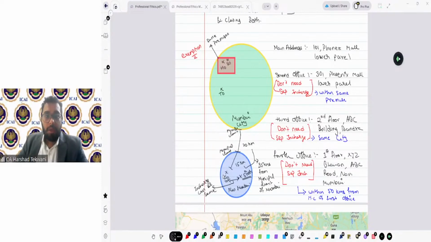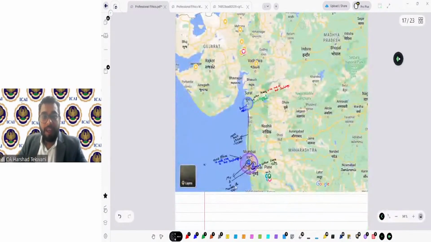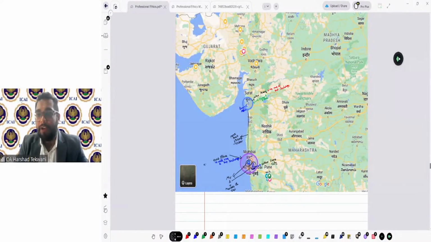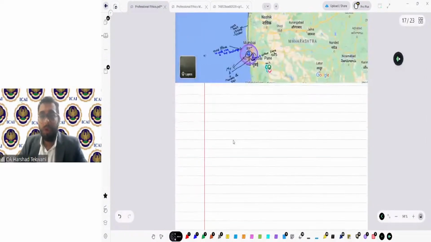Good. Now we need to understand the term in charge. Separate in charge, the reason being that it should be under a separate in charge. What do I mean by who can be in charge, or when can I say who is in charge of the office? There are a few conditions which are required to be satisfied in order to be called an in charge.